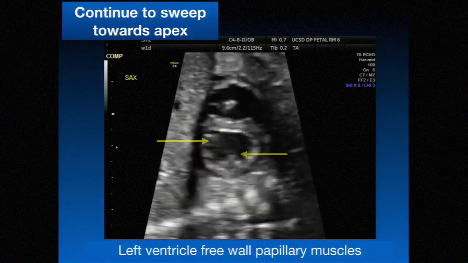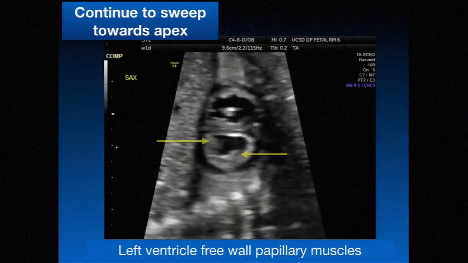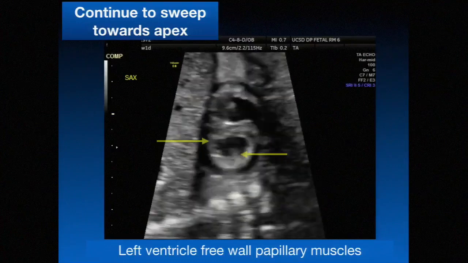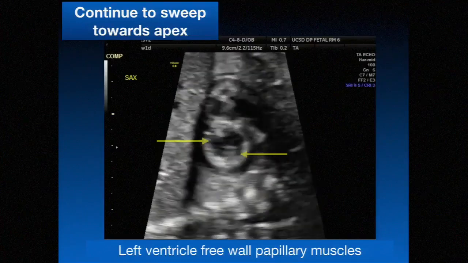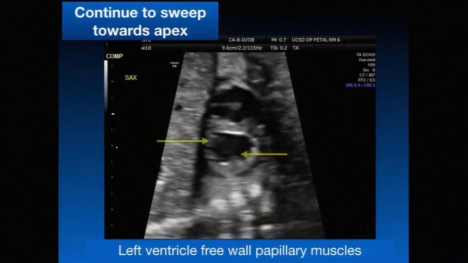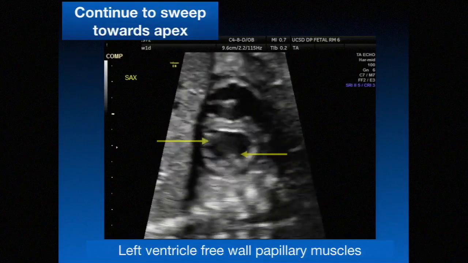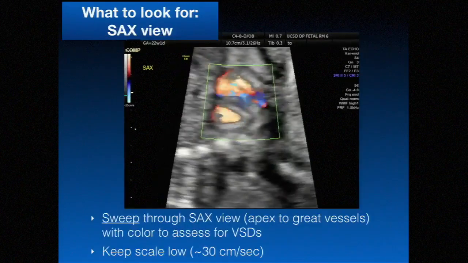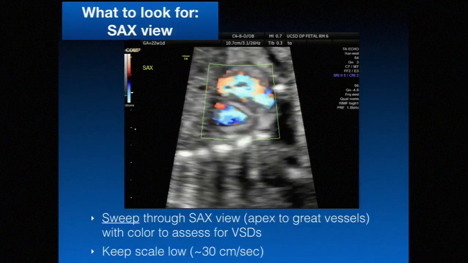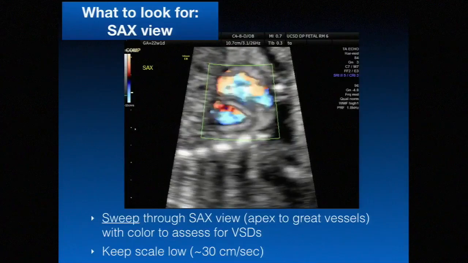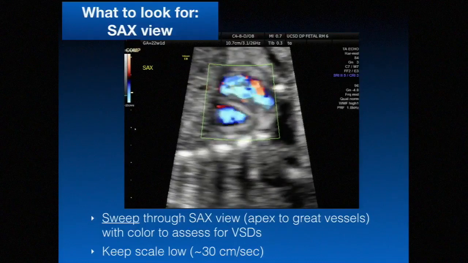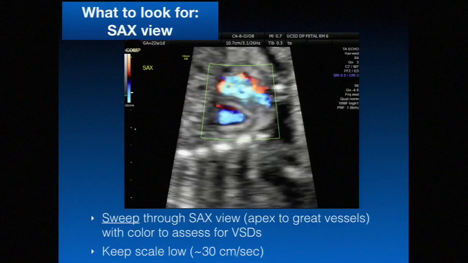I also will look at the papillary muscles, particularly, for instance, if you have suspected Schoen complex or any abnormalities in the left side, just to confirm that there are two papillary muscles. As you're just sweeping down, if you have really nice imaging, they're pretty easy to appreciate. And you should be sweeping with color as well, again, looking for ventricular septal defects. So from the level of the great vessels all the way down to the apex and moving slowly to make sure that you're not missing any small ventricular septal defects.